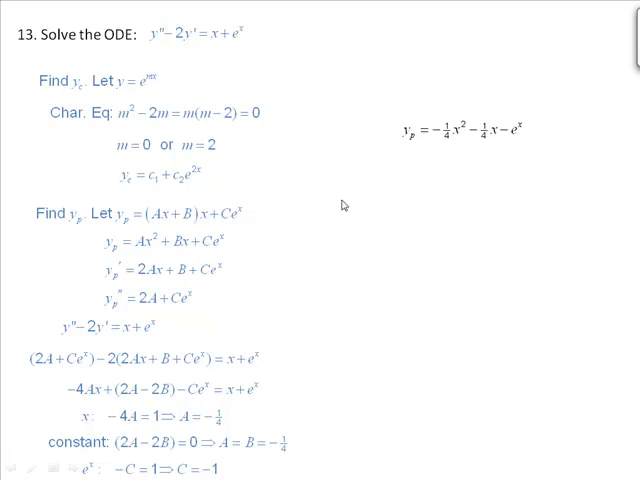And the solution to the equation is the characteristic solution plus the particular solution. So we get c1 plus c2 e to the 2x minus 1/4 x squared minus 1/4 x minus e to the x. That's our general solution.